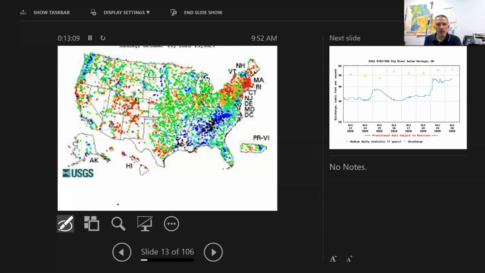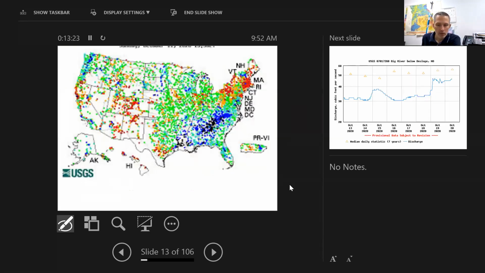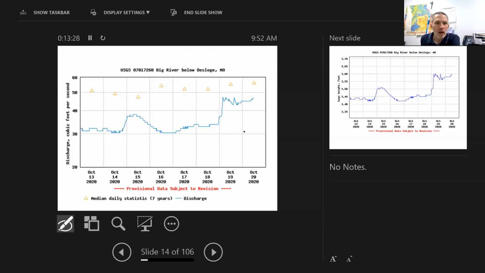And so here's every one of these dots here represents a rain gauge, a stream flow gauge. And if you clicked on any one of these, we could actually see how much water is flowing. Now, as I'm recording this, we had some rain in the last week, and you can see when we have the rain, the water jumps up.